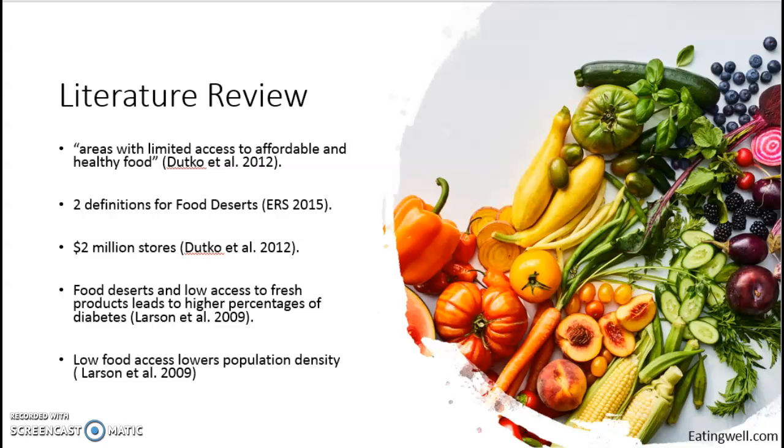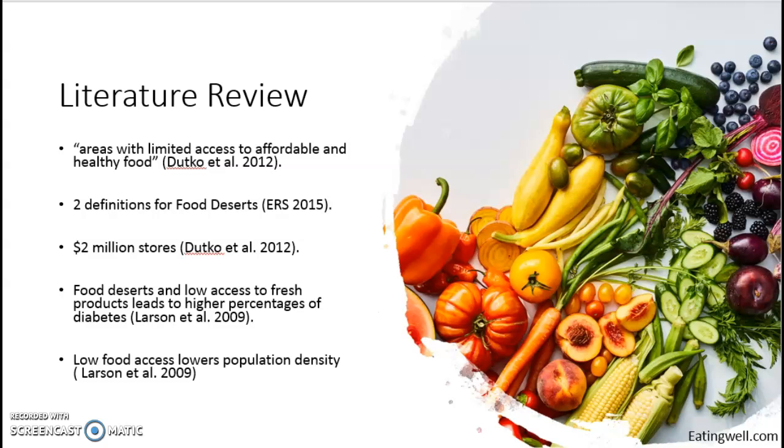The USDA definition also does not include any stores that have less than $2 million in sales, which excludes a lot of small grocery stores. In my town, we had less than $2 million, but yet we have some of the freshest and healthiest food in our town. According to Larson et al., food deserts and low access to fresh products lead to higher percentages of diabetes. So food deserts are more than just access to food, but also a public health issue.